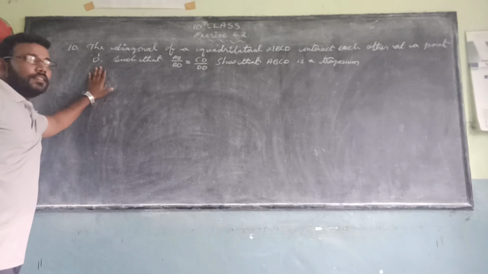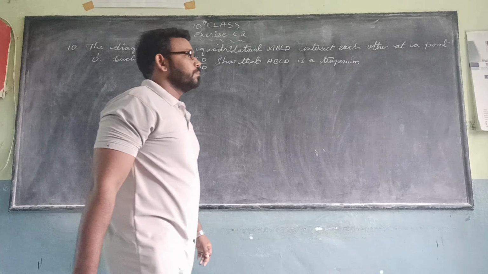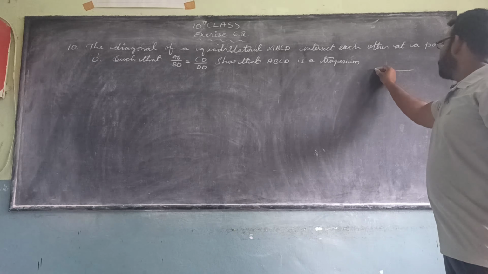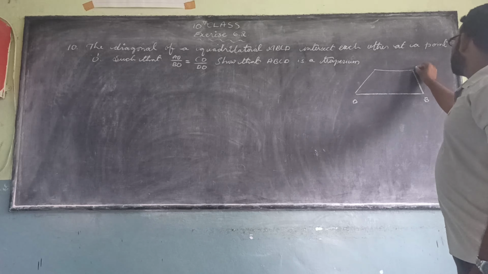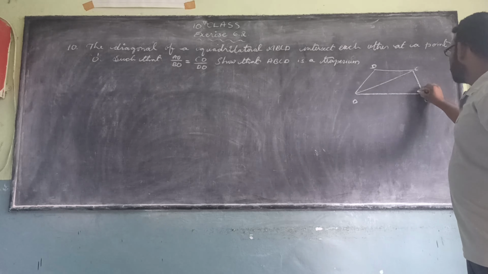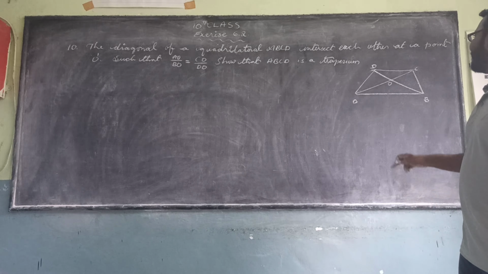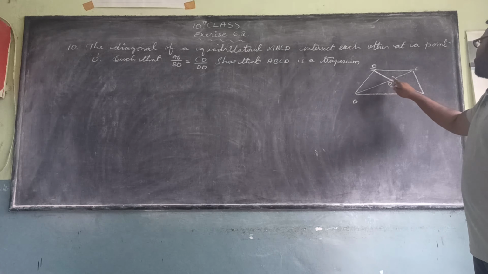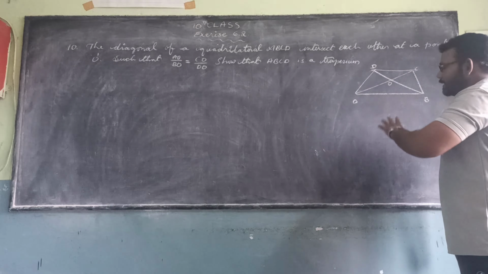Here the 10th question is: the diagonals of a quadrilateral ABCD intersect each other at a point O such that AO by BO is equal to CO by DO. Show that ABCD is a trapezium. Here, if you observe, we can draw a construction by using the given information. ABCD is a quadrilateral in which the diagonals intersect at point O, such that AO by BO is equal to CO by DO. Show that ABCD is a trapezium.